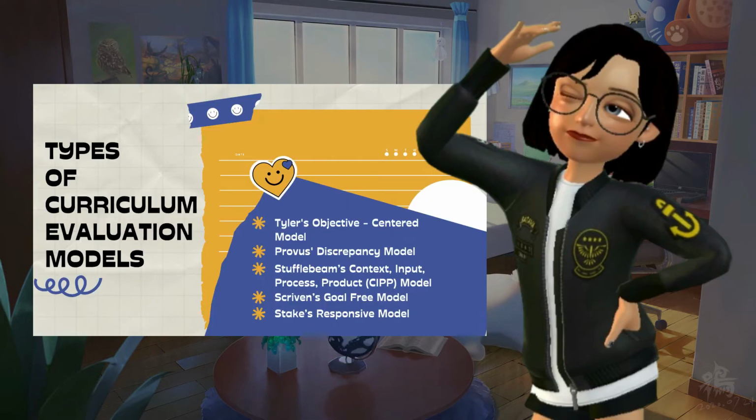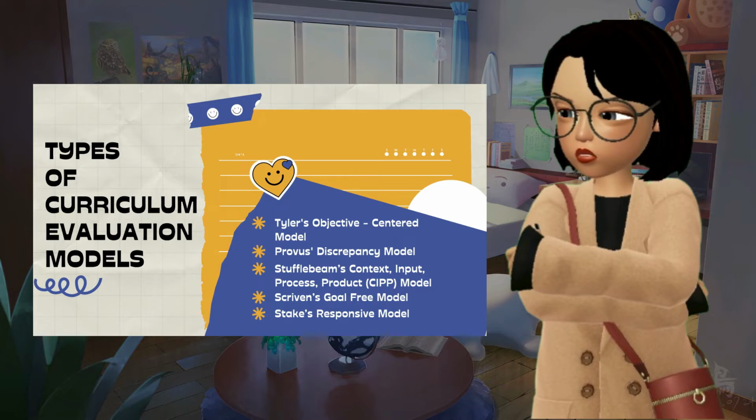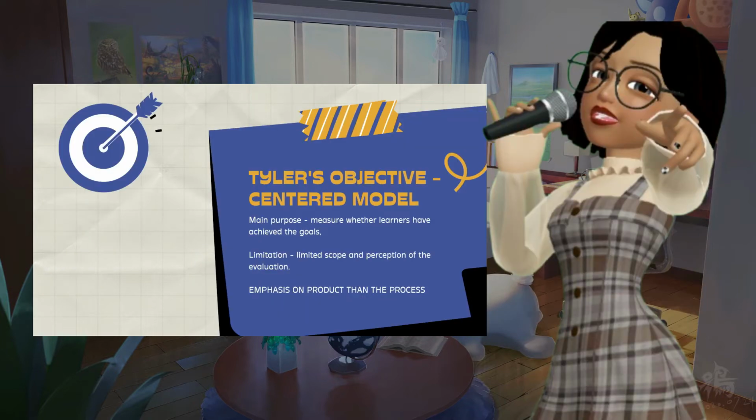Now that we have established that, let's dive further onto the topic of the different types of evaluation models. There are 5 commonly used CEMs, namely Tyler's Objective-Centered Model, Provost's Discrepancy Model, Stufflebeam's Context Input Process Product or the CIPP Model, Scriven's Goal-Free Model, and Stake's Responsive Model. First, let's talk about Tyler's Objective-Centered Model.